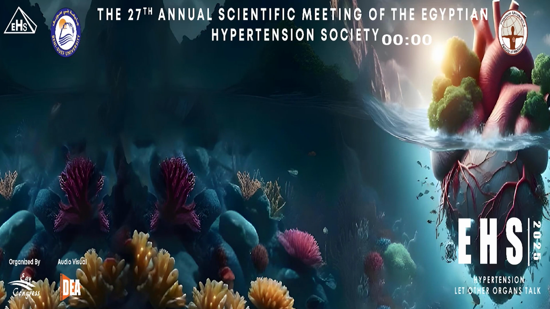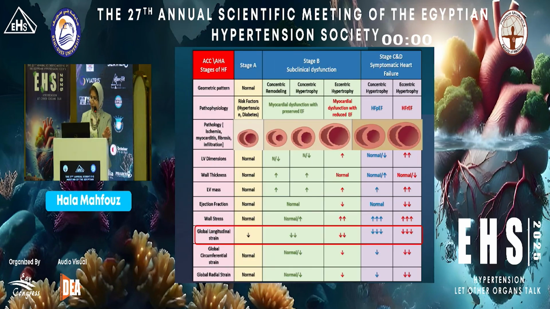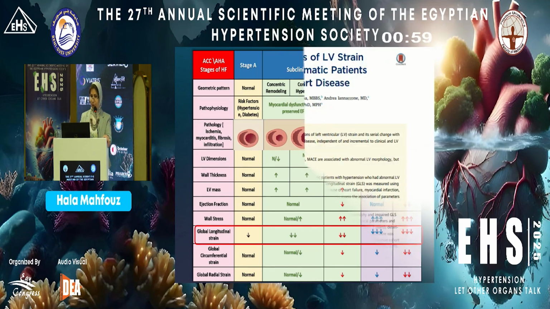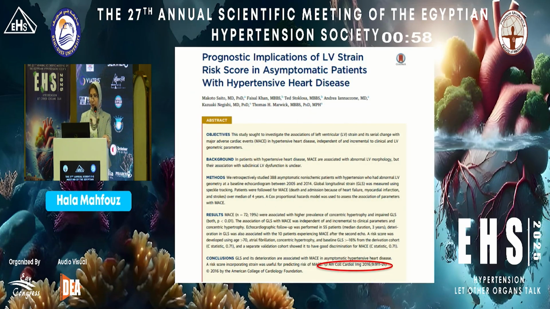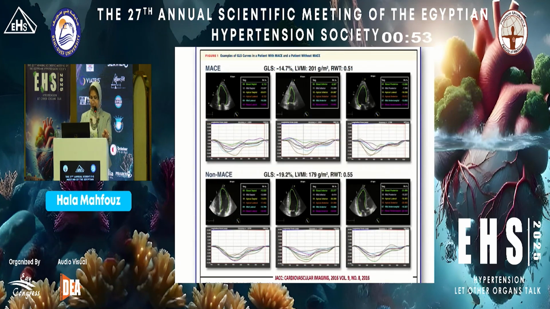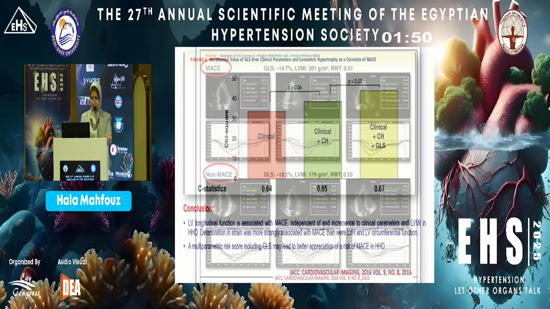While the global circumferential and radial strain, in fact, are only reduced when the patient becomes symptomatic with overt heart failure. This is one of the studies that proved that there is a difference between patients having MACE: the global longitudinal strain and the LV mass index is elevated, while the GLS was reduced compared to patients who didn't develop a major adverse cardiovascular event.